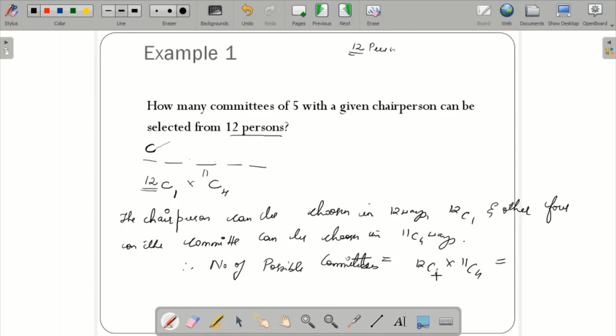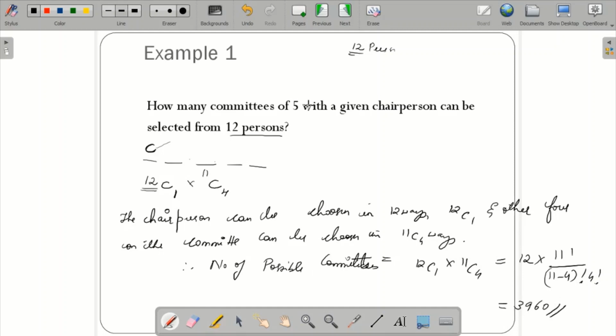So the answer, if you try to solve, you need to solve over here. 12C1, as I told, nC1 is always n itself, so it is 12. Try to solve this formula, that is 11 factorial divided by (11 minus 4) factorial into 4 factorial. So this would give you the answer 3960. So this is the answer for example 1.